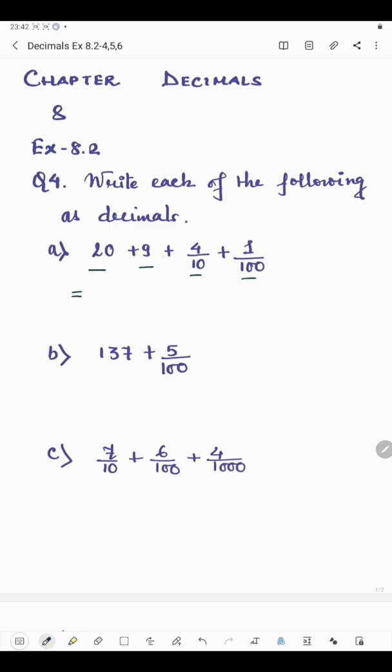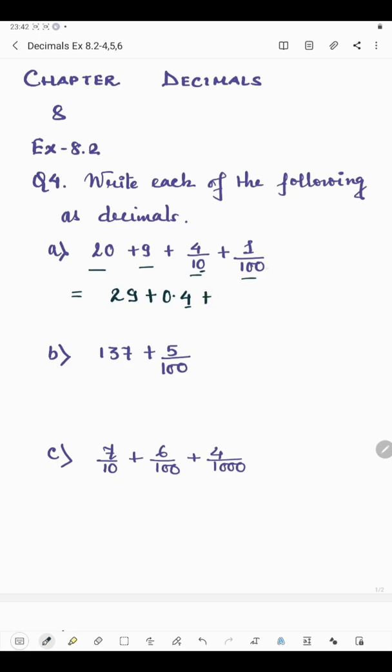Now 20 plus 9 is 29, plus 4 at the 10th place, right? Since there is 10 in the denominator, if you convert it to a decimal, how can we write it? It's 0.4. After the point there will be one digit, as there is 10 in the denominator.